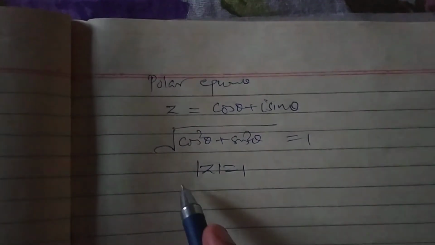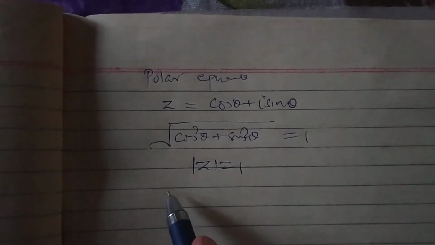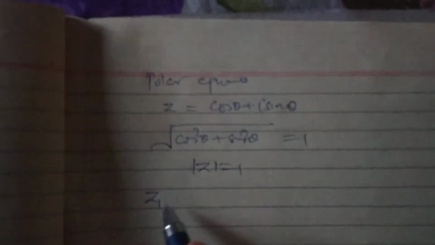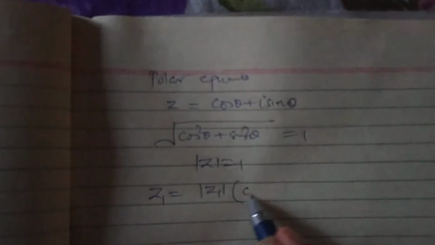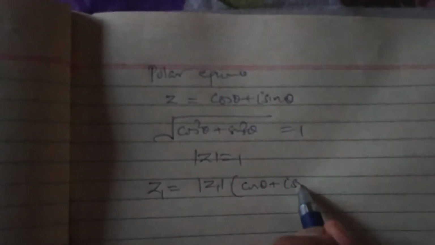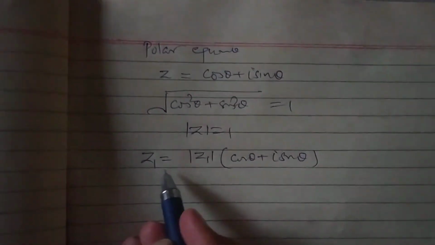So when we talk about calculating the polar form of a complex number, what would we do? Let's say z1 is a complex number. We put the magnitude of z1 multiplied by cos theta plus iota sine theta. Then what will you get? We will get the complex number in its polar form.